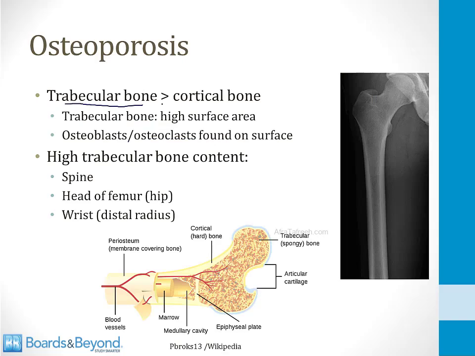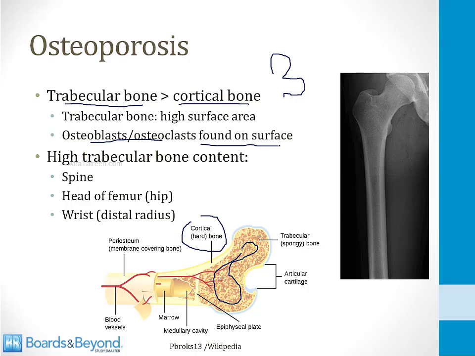Osteoporosis affects trabecular bone more than cortical bone. If you look at this drawing at the bottom of the screen, trabecular bone is the spongy bone found at the ends of long bones. Cortical bone is the hard bone that surrounds long bone. And trabecular bone is trabeculated, meaning it's honeycombed, and therefore there's lots of bone surface area. And osteoblasts and osteoclasts are found on the surface of bone, so there's lots of surface area for them to reside in the trabecular bone. And when osteoporosis develops from too much bone breakdown, it therefore affects the trabecular bone more.